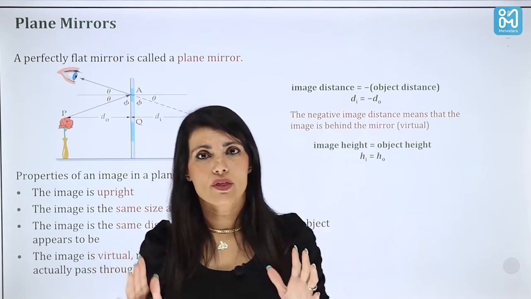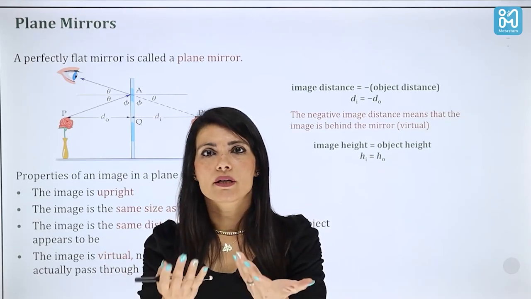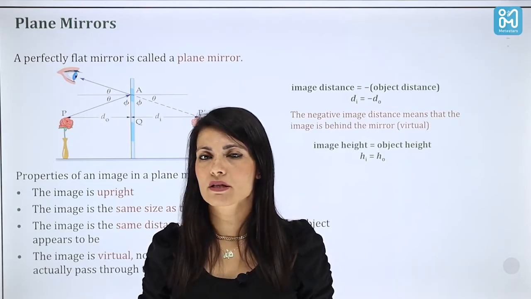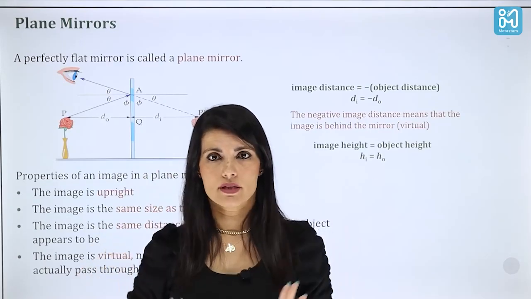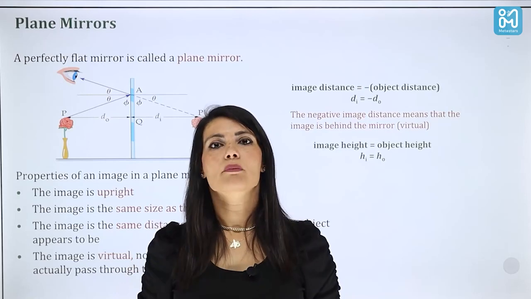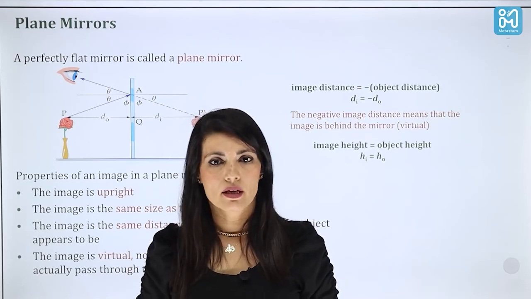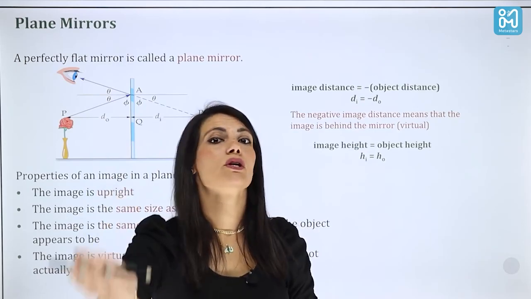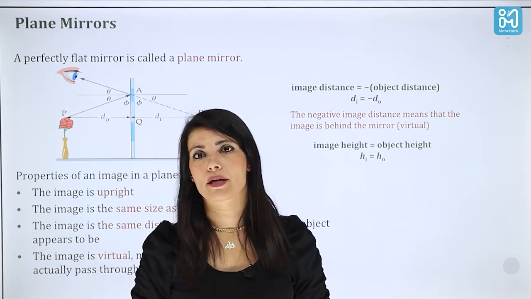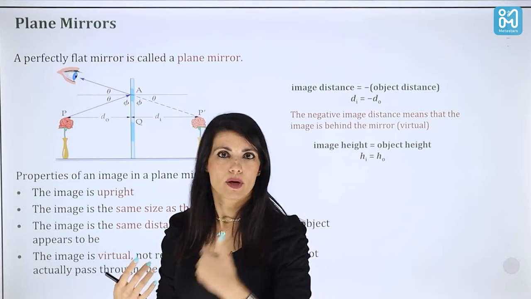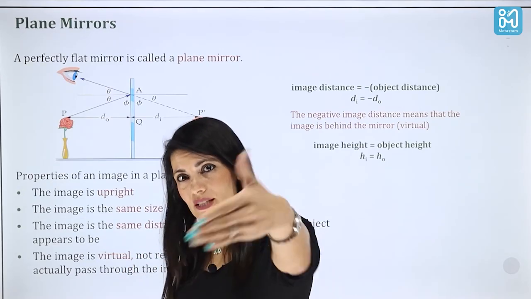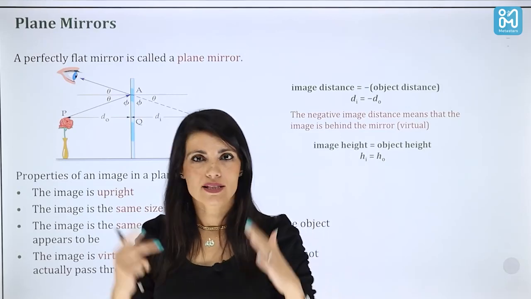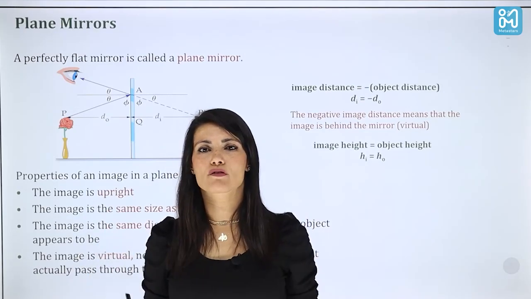Now, we say that my image will be the same size as me. It has the same height, same width, same everything. If I'm standing upright, I will see my image upright. If I'm 1 meter away from the mirror, my image would be inside the mirror, 1 meter away. If I'm 3 meters away, I will see my image 3 meters deep inside the mirror. Same height, same distance, everything.